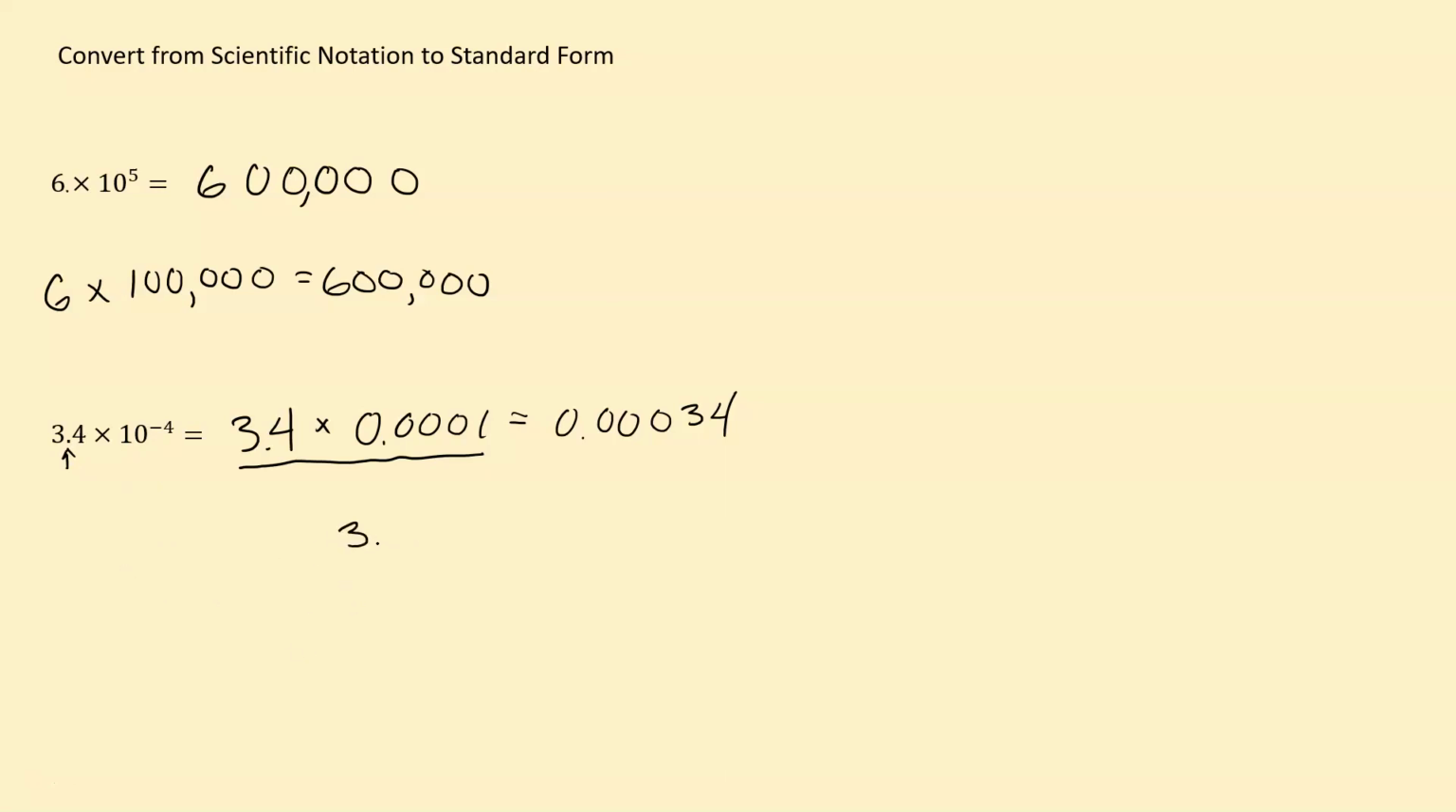So we could think about it this way. We could say 3.4 and then 1, 2, 3, 4. The decimal place is going to go here. And I just fill these in with the zeros. I'm going to put a 0 in front. So this is our answer: 0.00034. Okay.